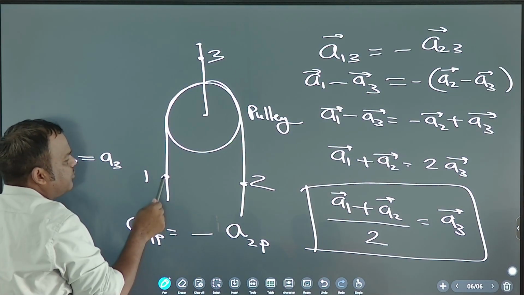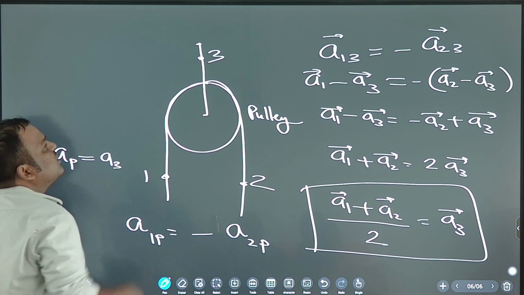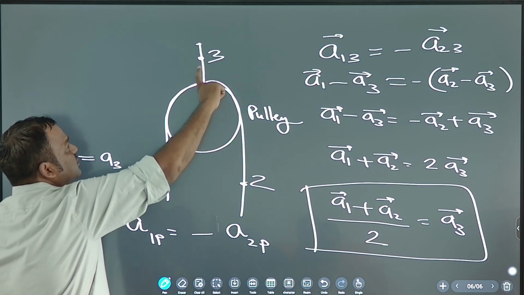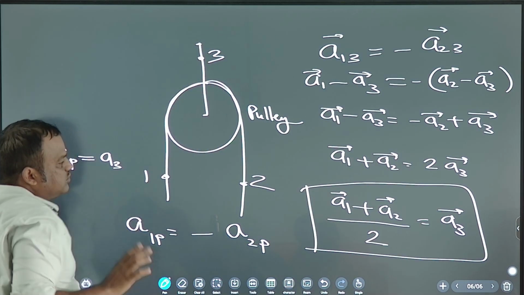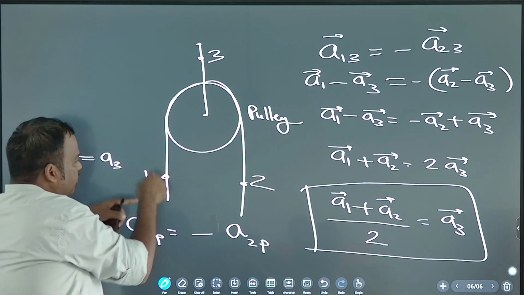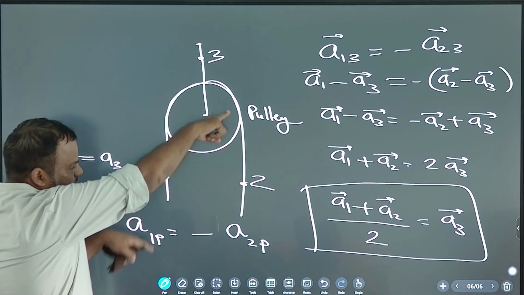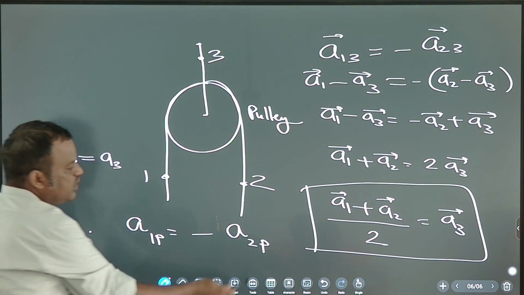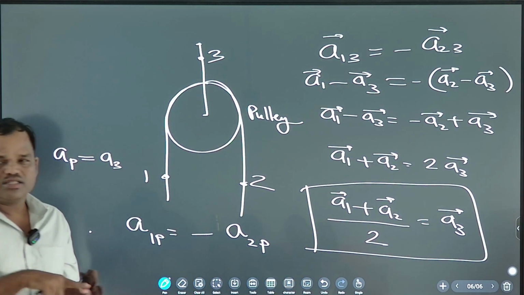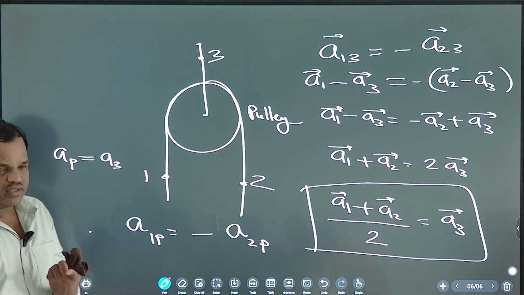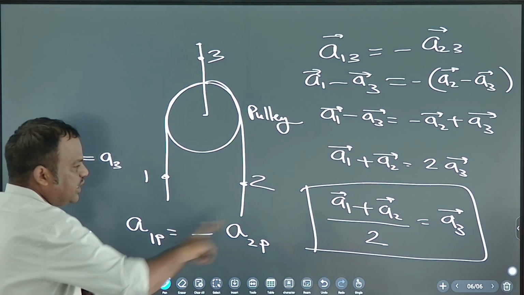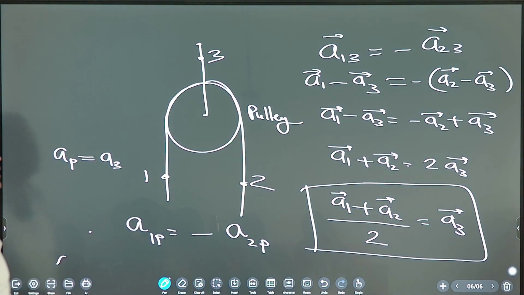So 1 point here, 1 point here, 1 point. 3 points are there. This point and the pulley have the same acceleration. The center of the pulley and this point are both going up or both going down. With respect to the pulley, 1 going up, 2 going down, or 1 going down, 2 going up. Okay, fine. So let's solve some questions based on this formula. If acceleration is upward, you take positive. Acceleration downward, negative. Remember vectors: upward, downward, rightward positive, leftward negative.